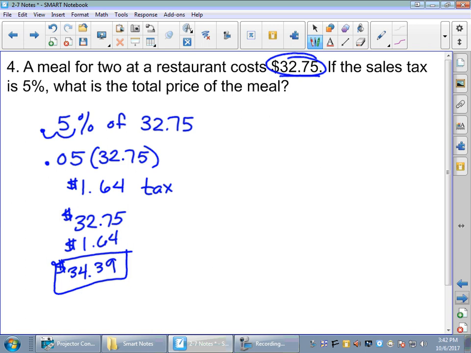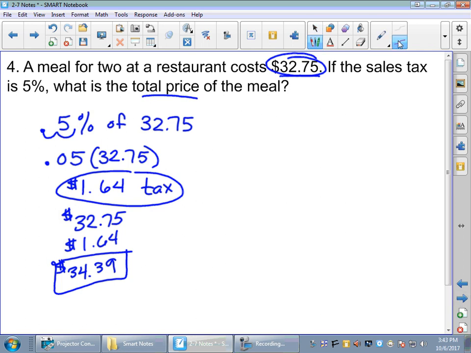So be careful with the word problems. Sometimes they're going to ask for the total price, so then we know we have to add it. Other times they might just say, what's the tax? And so then you just give that particular number. So you have to be careful, and you got to know what part you're giving them.